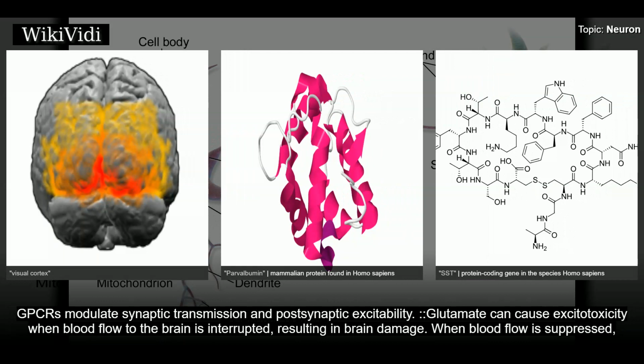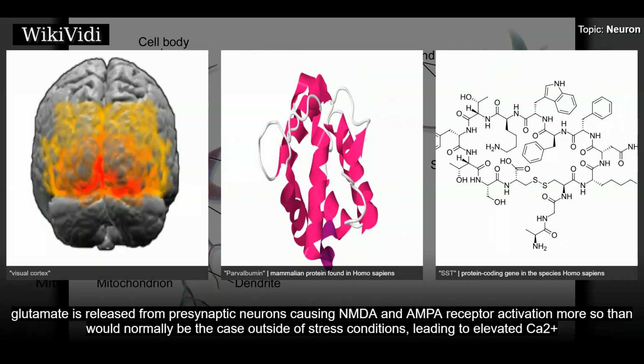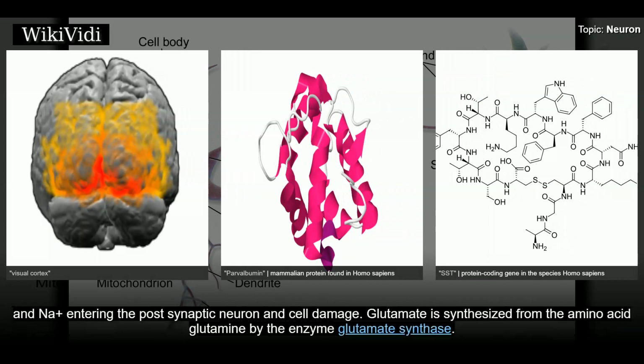Glutamate can cause excitotoxicity when blood flow to the brain is interrupted, resulting in brain damage. When blood flow is suppressed, glutamate is released from presynaptic neurons, causing NMDA and AMPA receptor activation more so than would normally be the case outside of stress conditions, leading to elevated Ca2+ entering the postsynaptic neuron and cell damage. Glutamate is synthesized from the amino acid glutamine by the enzyme glutamate synthase.